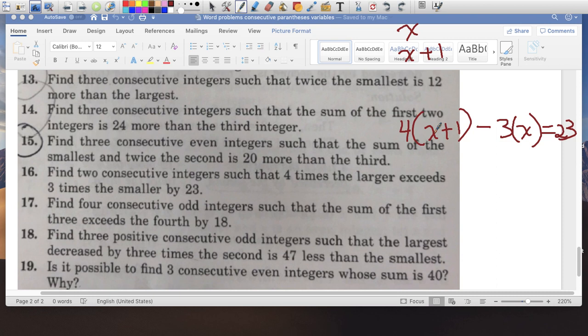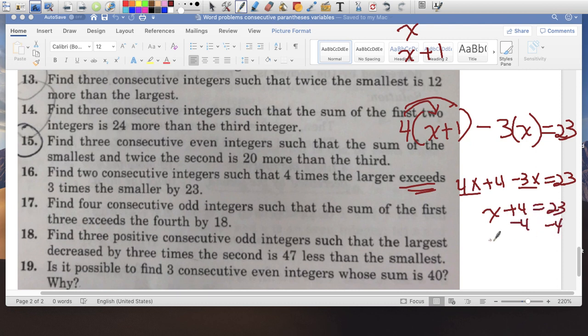So 4 times the larger one, which is x plus 1, so 4 times parentheses x plus 1, minus, exceeds, minus 3 times the smaller one, 3 times x, which is 3x, equals 23. So, distributive property, right? I get 4x plus 4 minus 3x equals 23. This 4x and minus 3x becomes just x. Plus 4 equals 23. Minus 4, x equals 19.